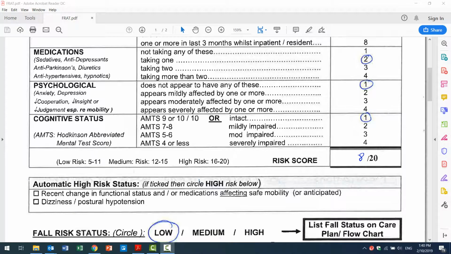It's important to note that if a patient has a recent change in functional status or medications that affect safe mobility, or if they experience dizziness or postural hypotension, so basically if either of those boxes are ticked, it means they automatically become a high-risk status regardless of what their score was.